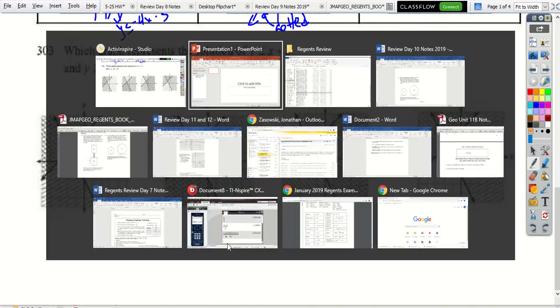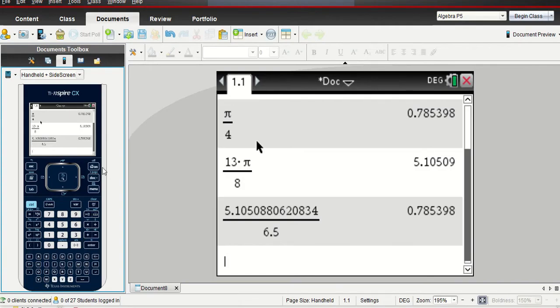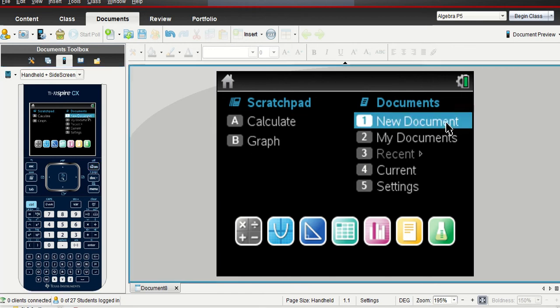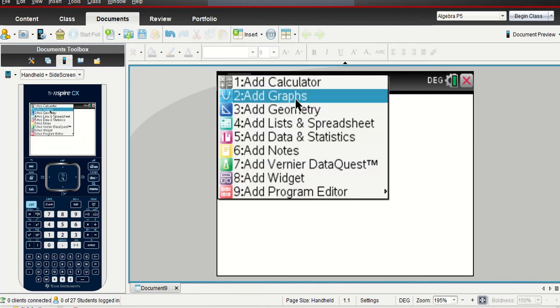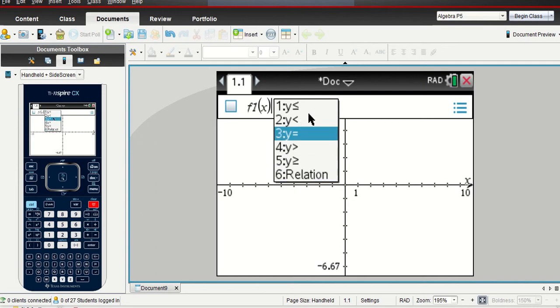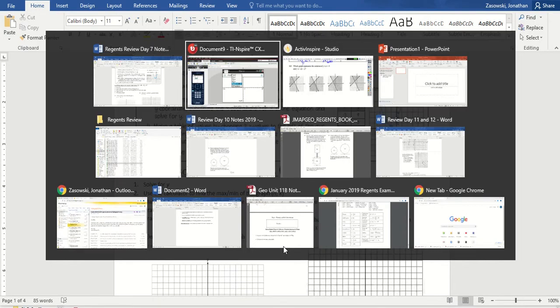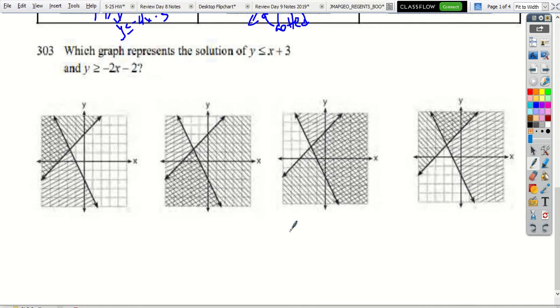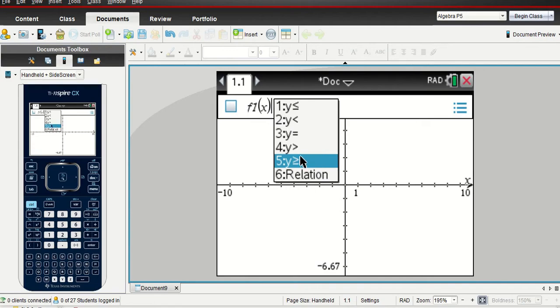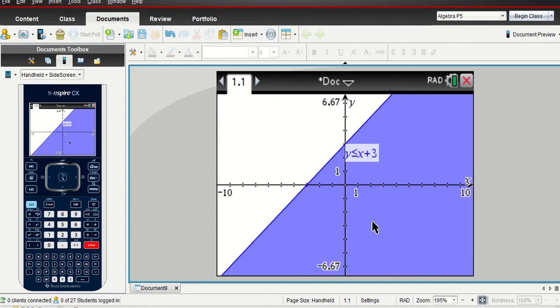So remember, we can use a calculator for this, okay? We want to pull up a calculator. There it is. So we're going to go to on, new document. No, I don't want to save. Give me a graph. All right, we can delete this and we can pick our inequality here, okay? So for our graph, we want y is less than or equal to x plus 3. So we're going to choose less than or equal to, and then x plus 3. There's our first line, okay?